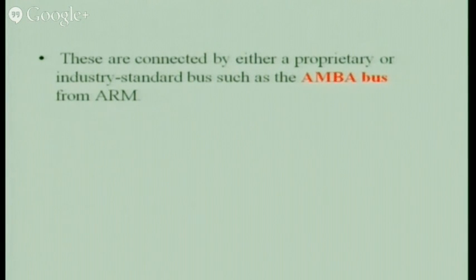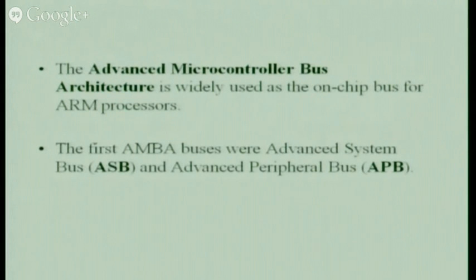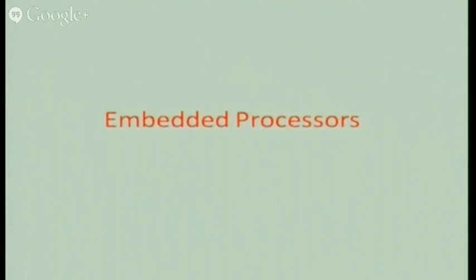Now AMBA stands for Advanced Microcontroller Bus Architecture. This type of bus is widely used as the on-chip bus for ARM processors. The AMBA buses which were introduced were the advanced system bus and the advanced peripheral bus. Nowadays we have the advanced high-speed bus also, again from the ARM Corporation, that is from the AMBA buses, which are available for ARM type of processors.